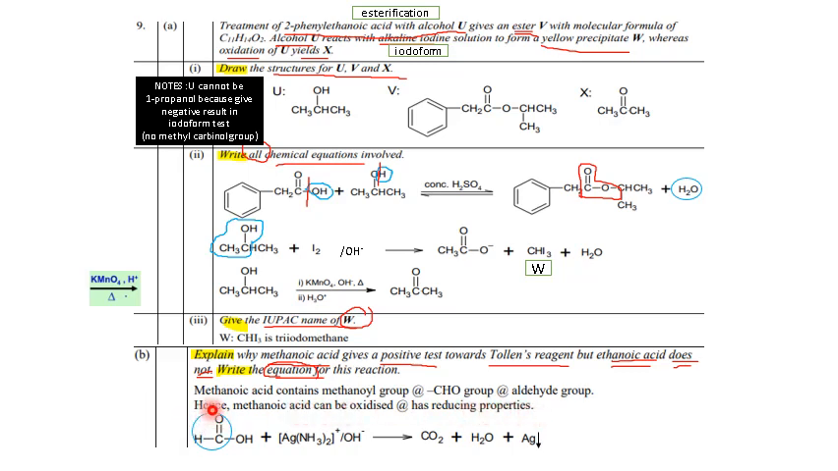So you check here. This part is the aldehyde property. Here, right, with the Tollens' reagent, and it forms CO2, H2O, and the silver mirror.